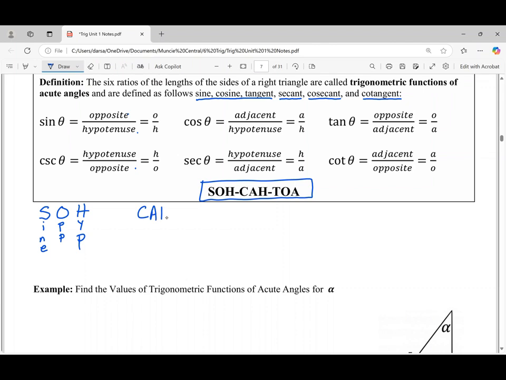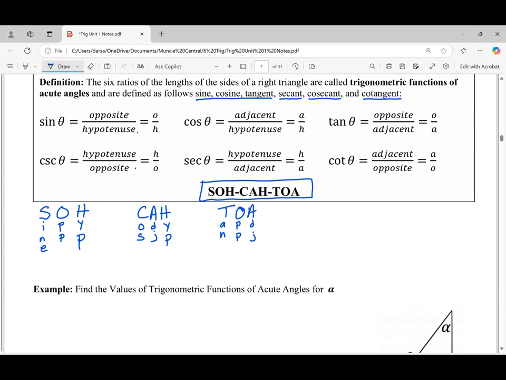CAH means cosine is adjacent over hypotenuse. That's what CAH means. And then TOA is our third one, and that tells us tangent is opposite over adjacent. So, SOH CAH TOA. That's how we remember how to do these problems.